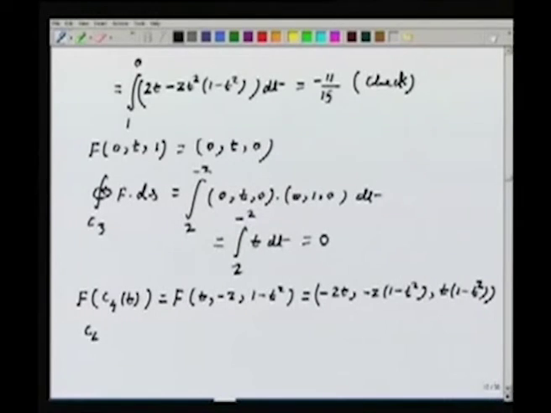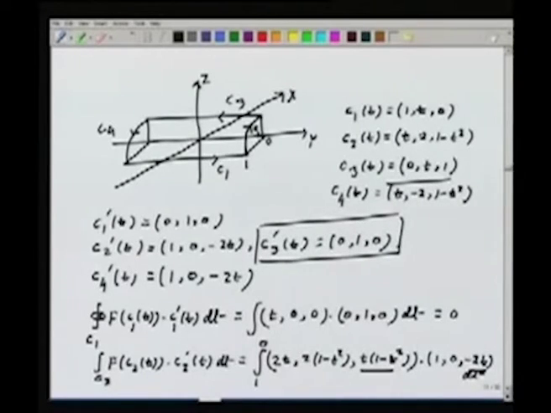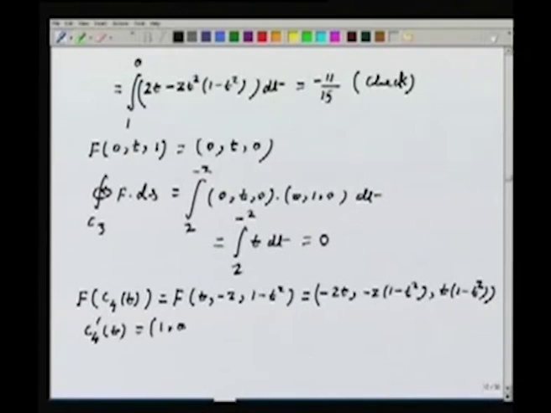Now I need C4 prime of t, whose formula I know, I have calculated it once. It is (1, 0, minus 2t). So this is (1, 0, minus 2t). This implies I can calculate f of C4(t) dot C4 prime of t. That turns out to be minus 2t, then minus 2t square into 1 minus t square.